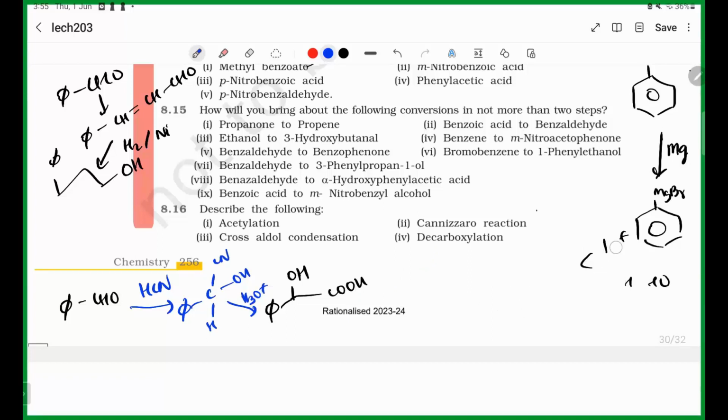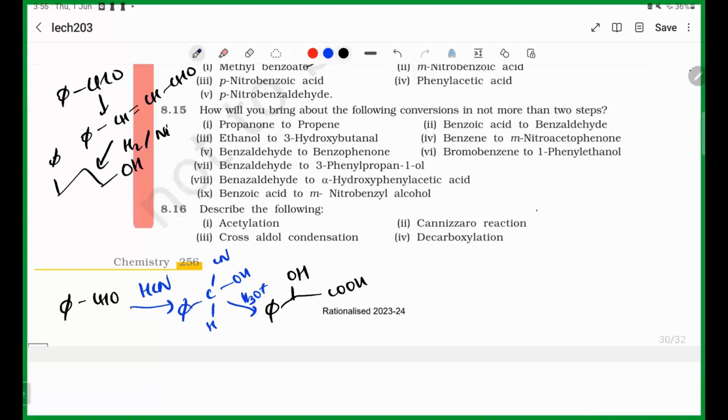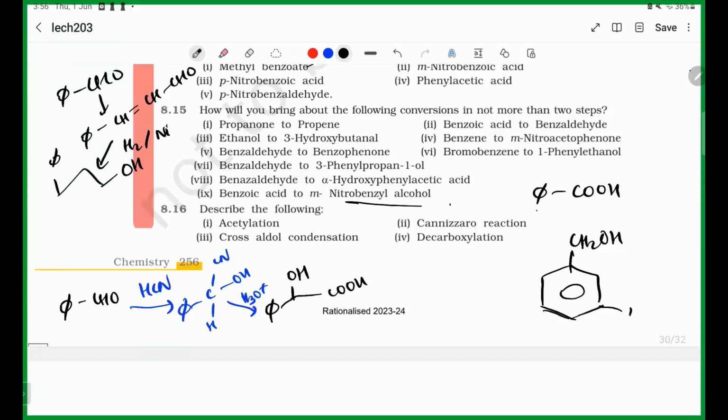Then the final product. And now it's going to be benzoic acid to nitrobenzyl alcohol. Again, it's important to know how these names are structurally drawn. Benzyl alcohol is CH2OH, right? Then you have a meta nitro.